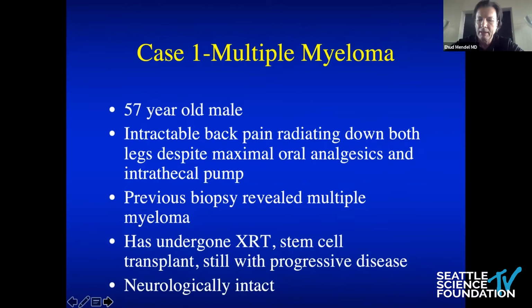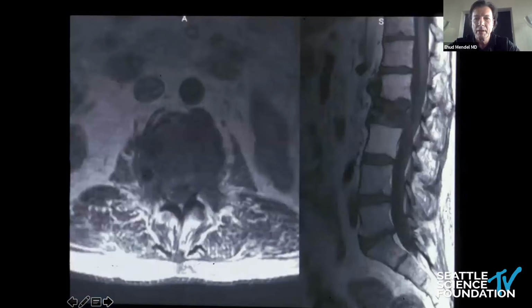This is a 57-year-old male with back pain who's been diagnosed with multiple myeloma. And where do I click to move the slides forward here? Okay. What you can see here is a patient with multiple myeloma with a fracture at L2. This patient only has mechanical back pain. He has no neurological deficits. And I'm going to ask each one in the audience, how would you manage?